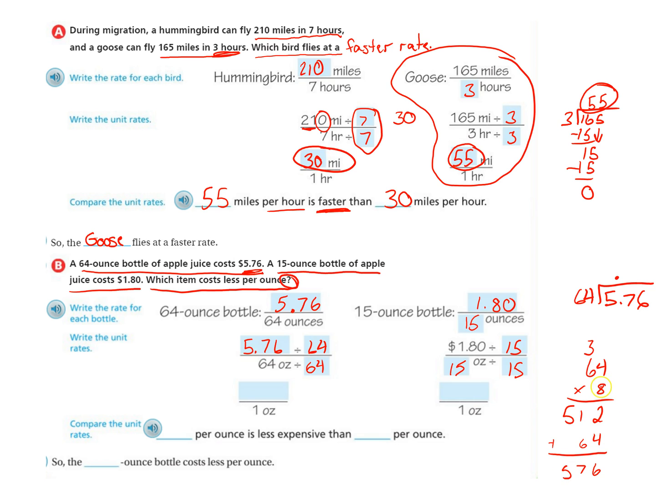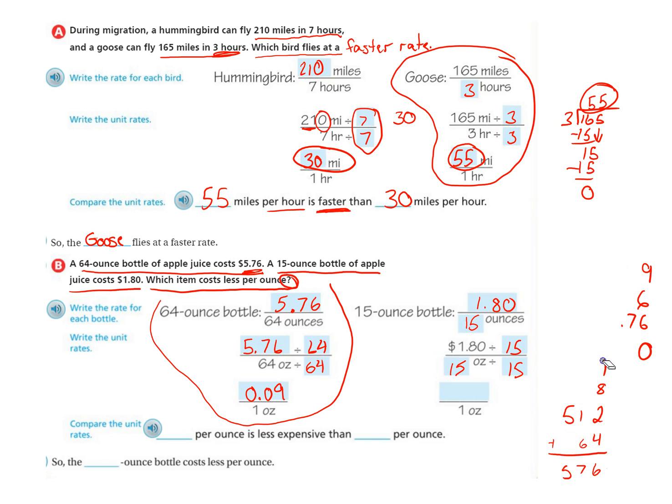So 8 64s would be 512. If I add one more 64, that's going to be 9 64s. So 9 times 64, I already did that. There's my answer right there, 576. No remainder. So for the 64-ounce bottle, the information is right here. It's going to be 9 cents for every ounce. I'm going to erase my work. I don't want you to erase your work. You can use as much scratch paper as you want.